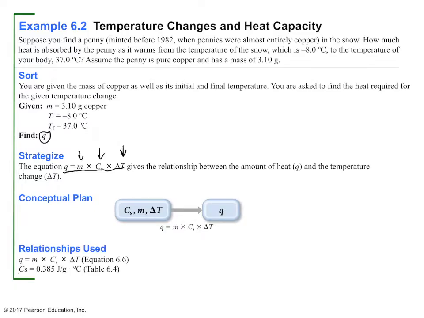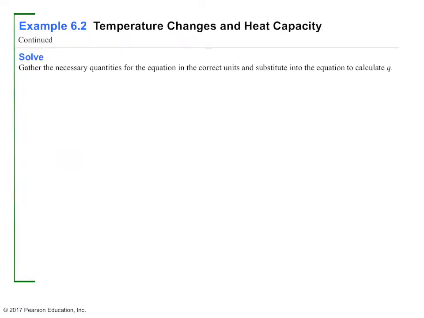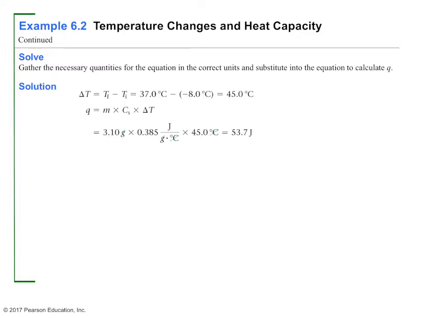Here, the specific heat for copper is 0.385 joules per gram times degrees Celsius. I'm not going to make you memorize the specific heat. It will probably be given in the problem, so you'll have it for the test. So gather the necessary quantities and then calculate Q. The change in temperature is the final temperature minus the initial temperature, so 37 degrees Celsius minus negative 8, and that's a 45 degrees Celsius difference.